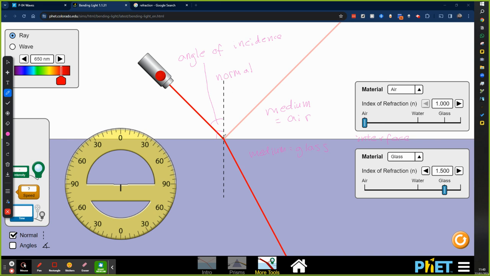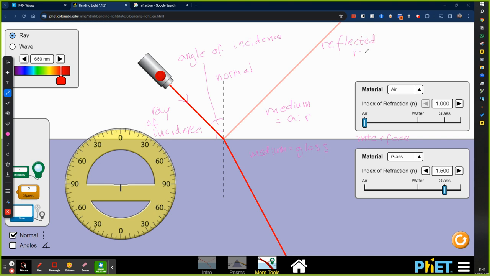We draw the normal at the point at which the light crosses into the medium and perpendicular to the interface between the two mediums. And then we draw an angle from this ray here. We should also be drawing arrows on it to show the direction of the light. This arrow we call the ray. It's a ray of incidence. We can also call it the incident ray. So we draw an angle between the ray of incidence and the normal, and that angle is called the angle of incidence.